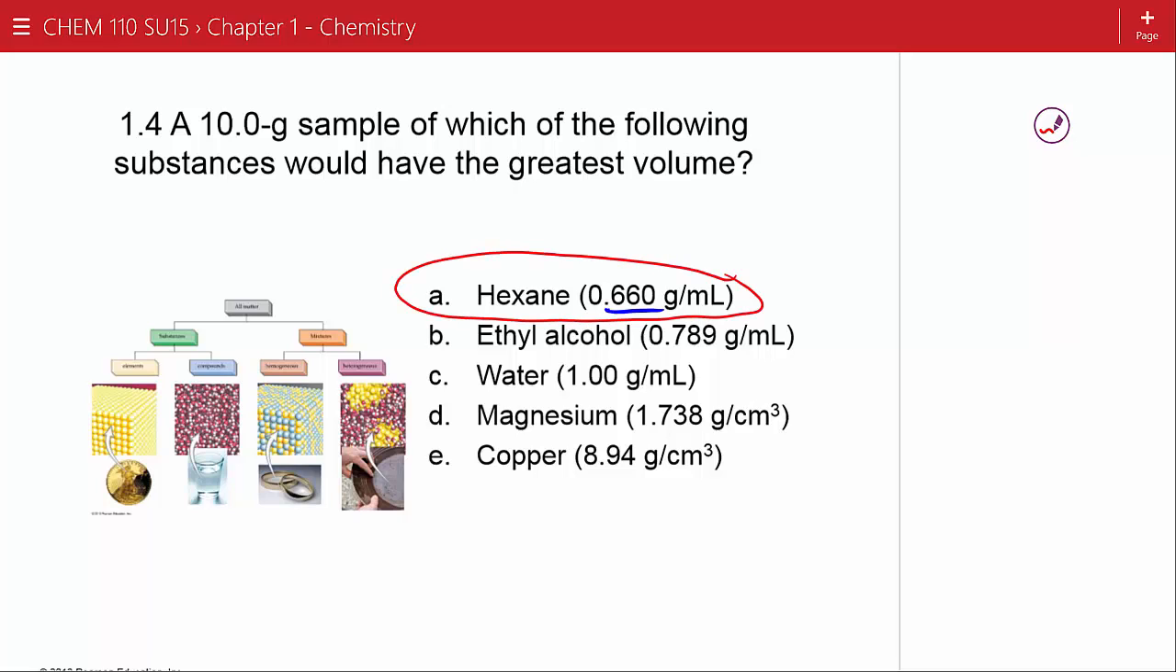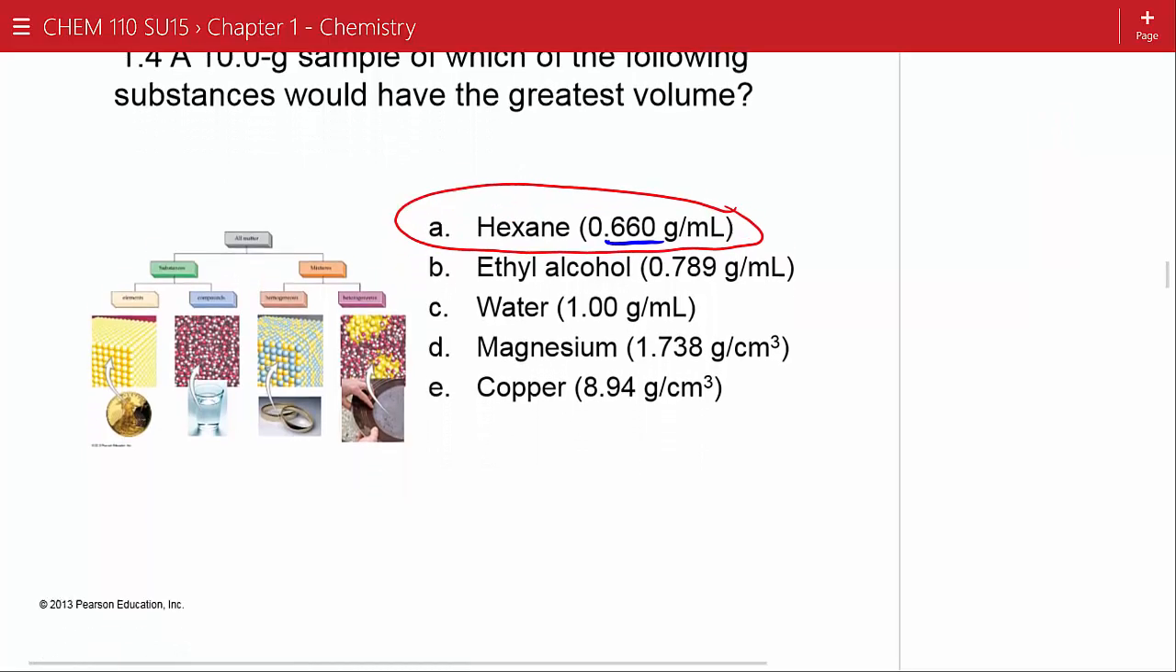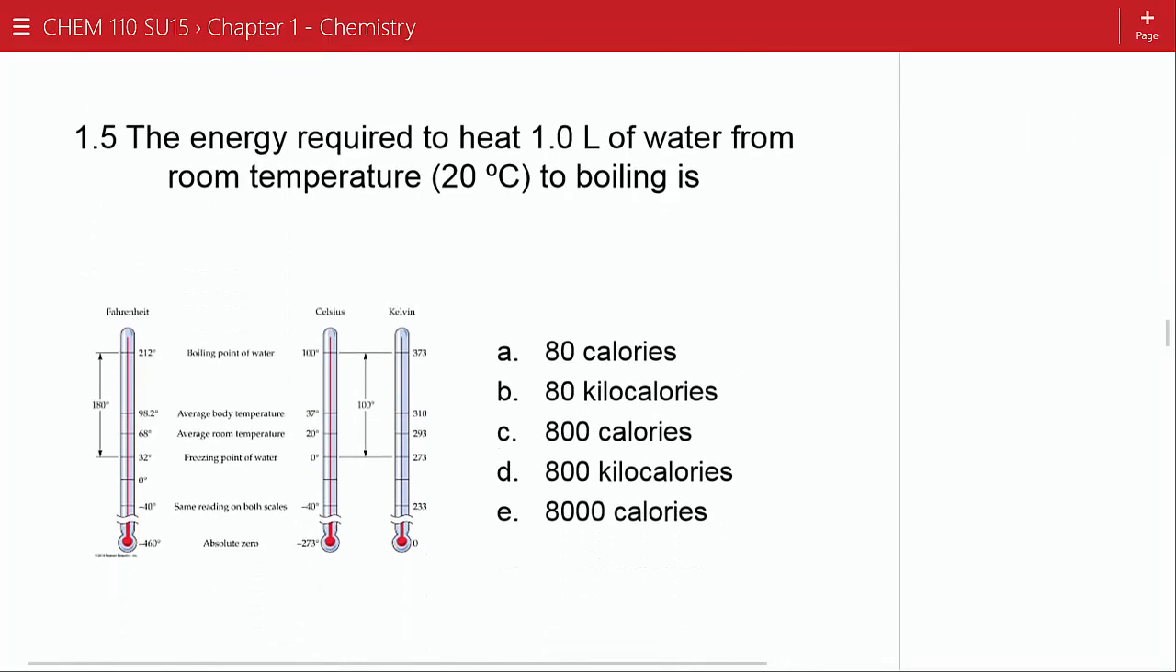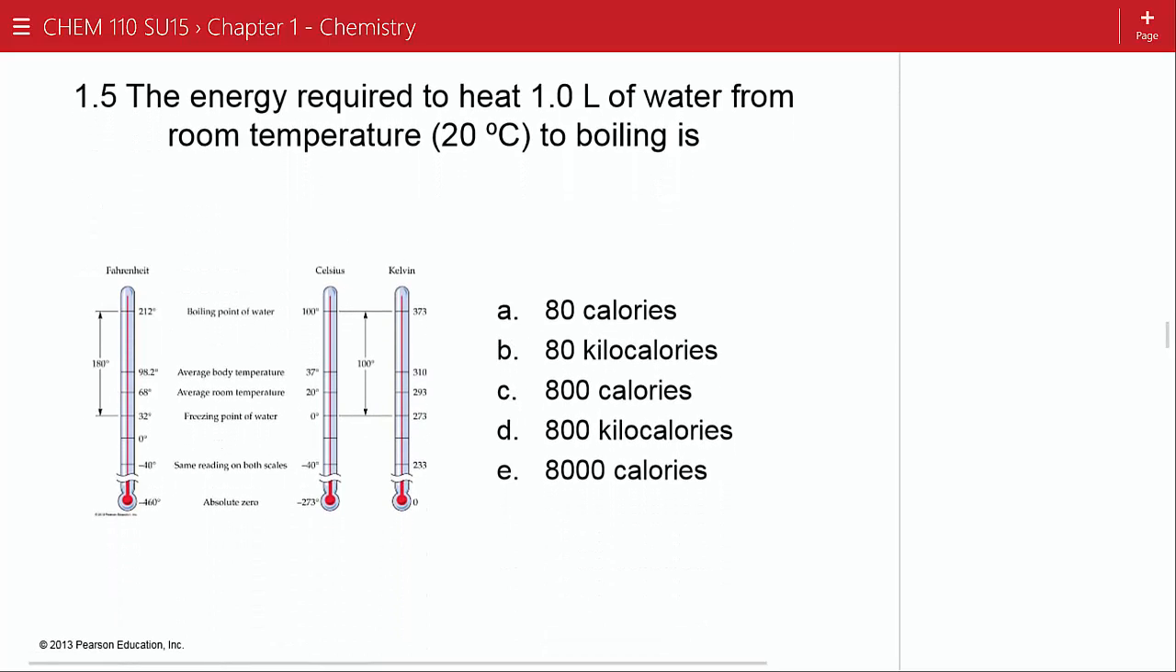Which one would take up the least amount of volume? Which one? Yeah, copper. Because copper is very, very dense, that means it's very compact. It doesn't take up very much volume at all. So that one would take up the least amount of volume. All right. This is a good one.